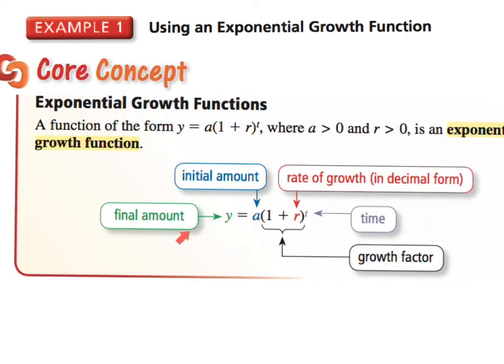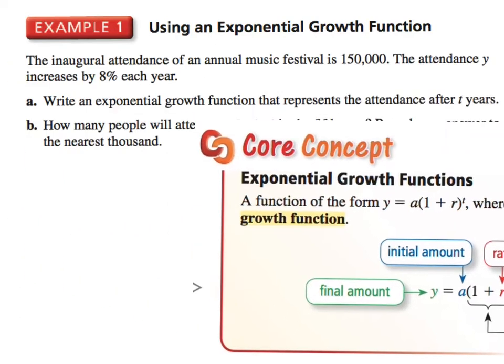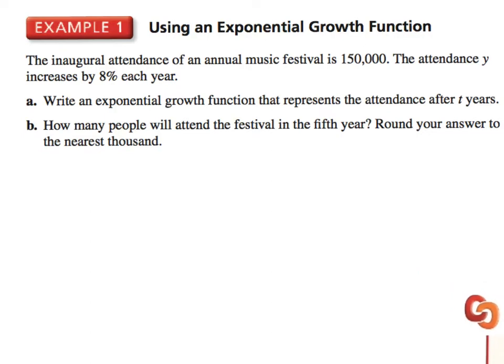Now, going back to what our core concept was, here's what we need to look at. The y value is your final amount. What you start with, or your initial amount, is a. The rate of growth is always going to be in decimal form, and t is time. Now, whenever you take your rate of growth and add 1, this entire thing is your b, the growth factor. So that's called the growth factor. So let's get rid of that and start with the problem.